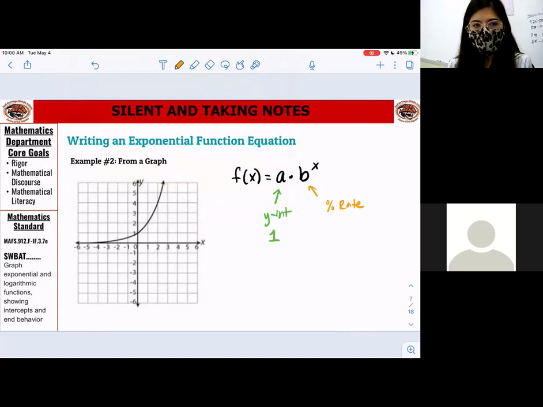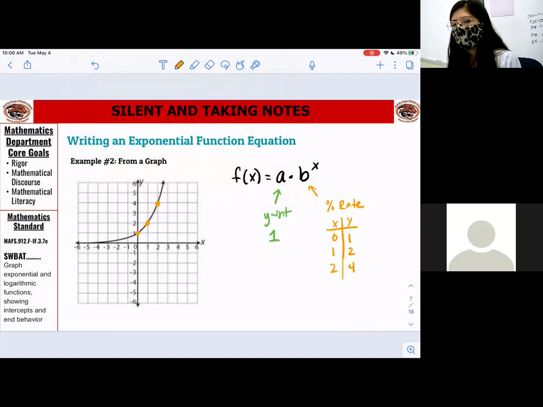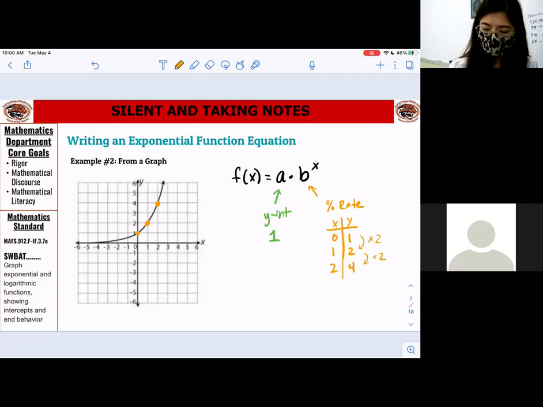So in order to figure it out, Guillermo's getting us started. In order to know the percent rate, you want to just look at the next couple values. And it might help to make a table, because if you have a table, you can see it a little bit better. So it's 0, 1, 1, 2, 2, 4. So what is my growth rate? What's my percent rate? What's the pattern? 2 times 2. Good. So my percent rate equals 2.